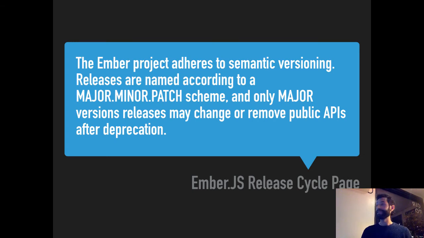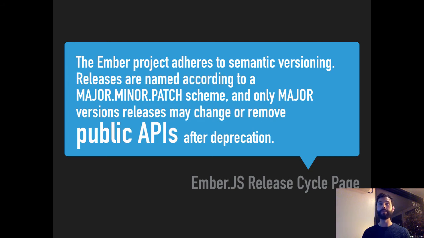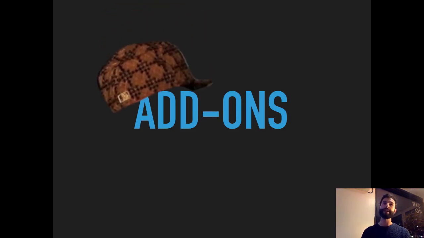So if we read back here, this is what gives us this feeling, right? The Ember project adheres to semantic versioning. Releases are major, minor, and patch, and only major version releases may change or remove public APIs after deprecation. So your app probably isn't using any private APIs, but your add-ons may or may not.